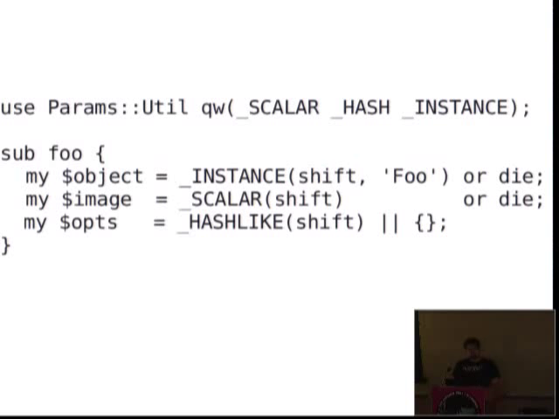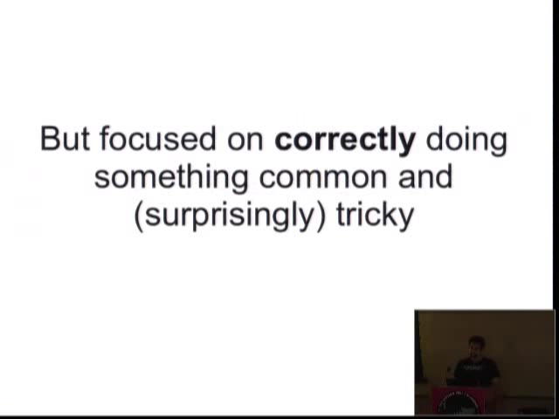Params::Util, it's ugly, ugly, ugly. But if you need to check if something is a particular instance of a class, if you need to check if an argument passed in is a scalar, or if you don't care if it's actually a hash ref, you just care that it behaves like a hash because it could be tied or overloaded. Okay, this encapsulates all the magic to do that sort of thing. So it's ugly, but it does it right. And again, it's pretty much declaring, I want to make sure that this is hash-like. And the author is very focused on doing it correctly.